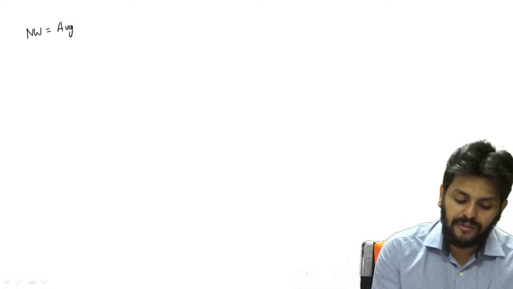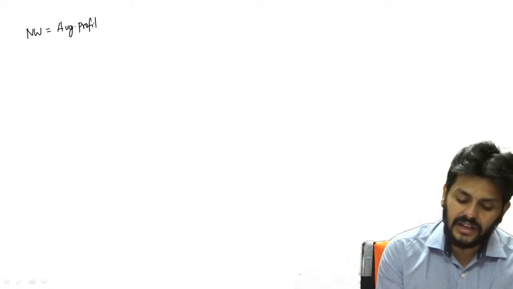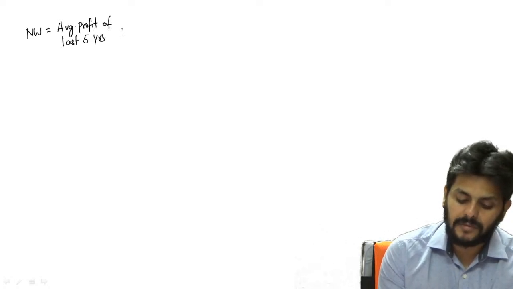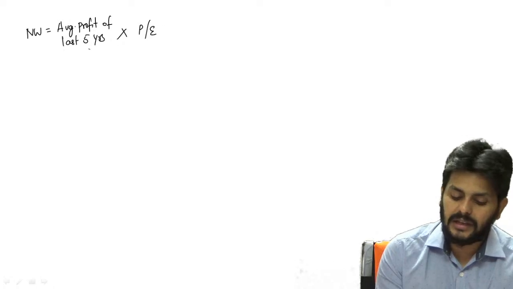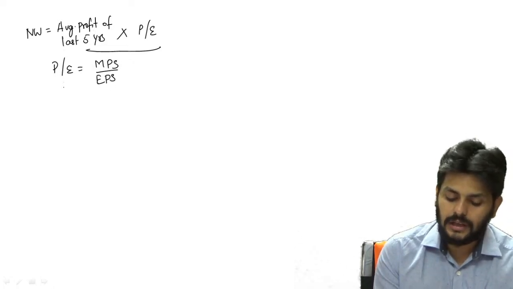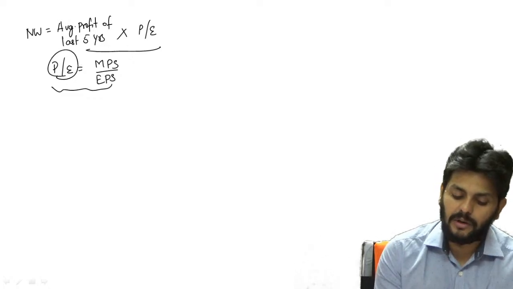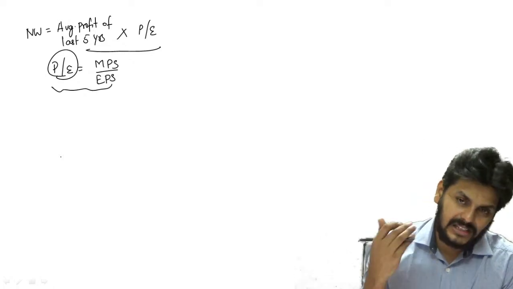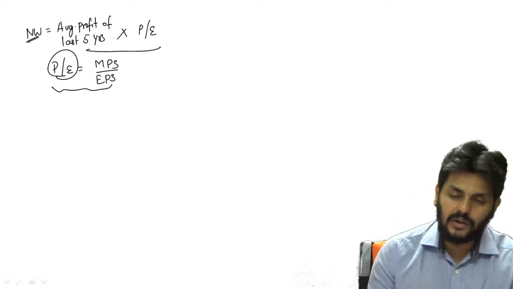Net worth of an entity is equal to what? Average profit of last 5 years multiplied by the PE ratio. Now you know what PE ratio means, right? Market price of the share divided by earnings per share. MPS by EPS will give you the PE multiple or PE ratio as it's called. Take the PE multiple and multiply it with the average profit of the last 5 years. Then you are also going to get net worth.